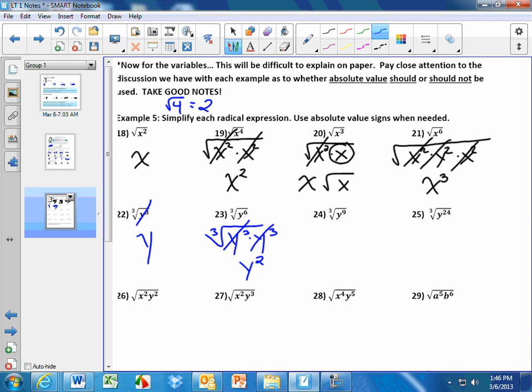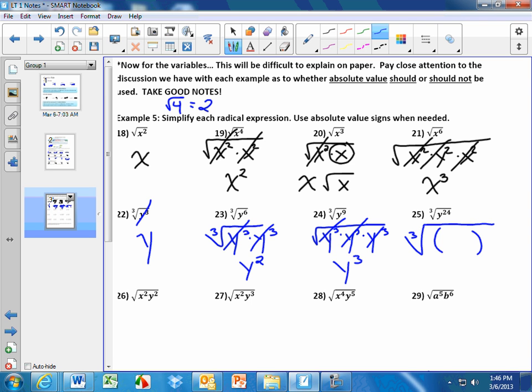Okay. But next one, how many y cubes can you make out of y to the 9th? You can make 1, 2, 3. Yeah. So each one reduces to y. It's the cube root of y cubed each time. Becomes y times y times y cubed. Good. All right, and then the last one, if you're thinking shortcut, you're thinking division by now, right?